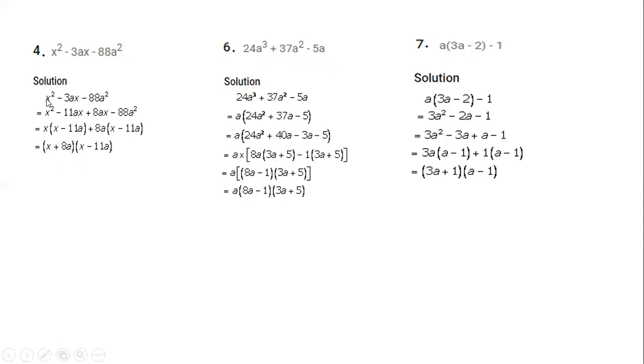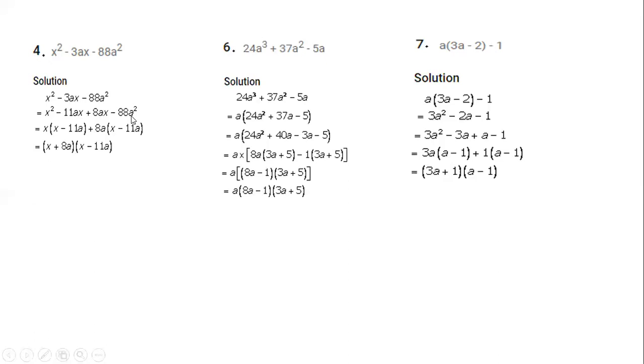Quadratic in x means I am going to factorize the middle term 3ax in such a way that the sum of two factors will be equal to minus 3ax and the product of those two factors must be equal to minus 88a square. Why minus 88a square? Because the constant term is minus 88a square and the coefficient of x square is 1. So minus 88a square into 1 gives us minus 88a square. So we can write this one as x square minus 11ax plus 8ax minus 88a square, because minus 11a plus 8a gives us minus 3a, and minus 11a into 8a gives us minus 11 into 8, 88, a into a square.